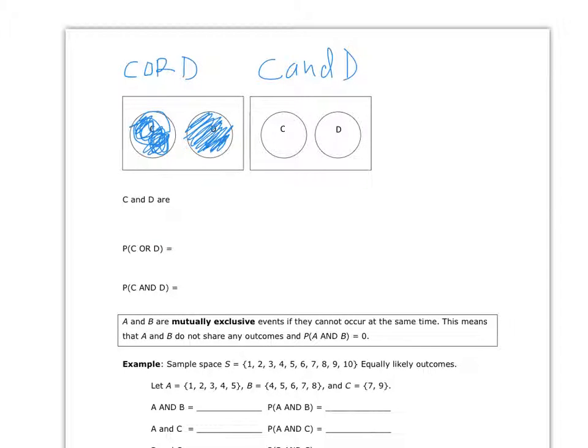Now what about C and D? There we're going to want to shade only the outcomes that are in both C and D. Well, there is nothing to shade because there is no overlap.